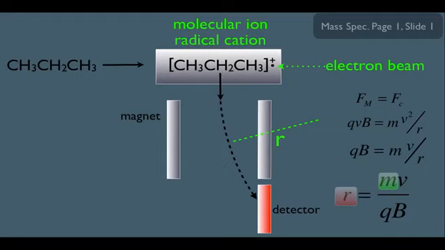provided we know everything else in this equation, and that is V, Q, and B. And let's just for now pretend that we do. If you haven't taken physics, don't worry so much about all this math here. Just know that there's a relationship between the radius of curvature of this particle and the mass. Now, how does the mass spec take this data and report it?